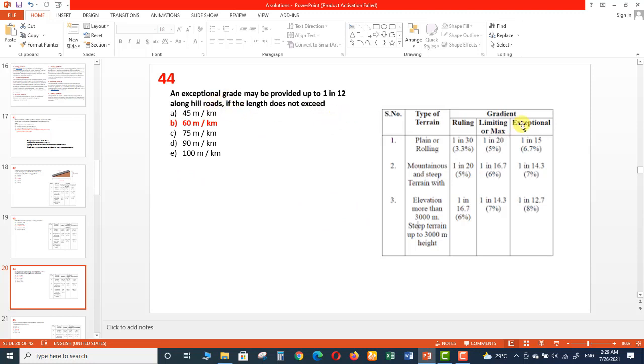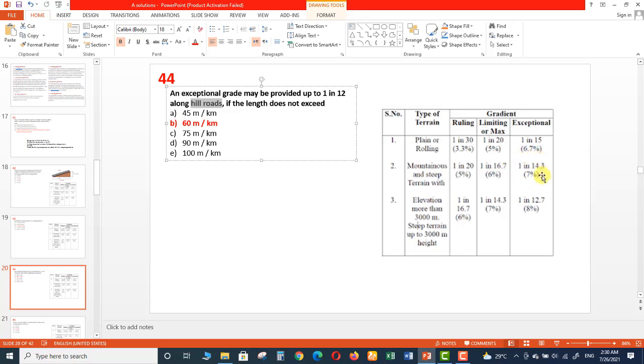So exceptional grade, right? In this table, this is the column which shows the different grades or gradients for exceptional gradient: 1 in 15 for plane or rolling, 1 in 14.3 for mountainous and steep terrains, and 1 in 12.7 for elevations more than 3000 meters. And in this question, they are talking about hill roads, right? So hill road means mountainous and steep terrains. So the exceptional grade for hilly roads is 1 in 14.3.